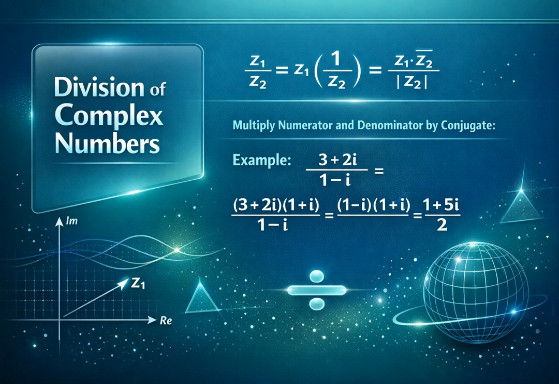Division of complex numbers uses the conjugate. To divide z1 by z2, we multiply both numerator and denominator by z2 bar. This gives us z1 times z2 bar divided by |z2| squared. The denominator becomes a real number, making the result easy to express in standard form a plus ib.